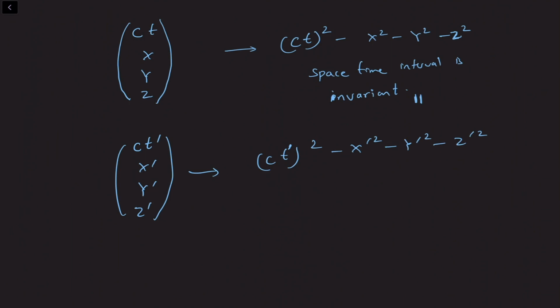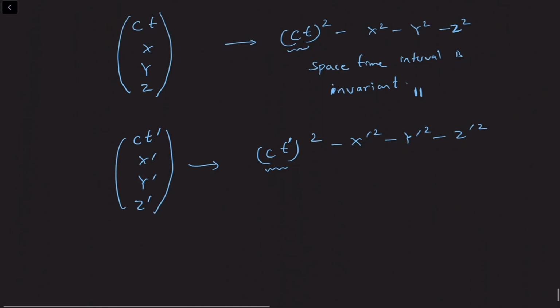In the case of rotations, the time coordinate does not transform. Okay, so the time coordinates are the same. And x square plus y square plus z square is a length which doesn't change under rotations. So under a general proper orthogonal Lorentz transformation, this space-time interval is invariant, and we can understand this rule for invariance in a very simple way.